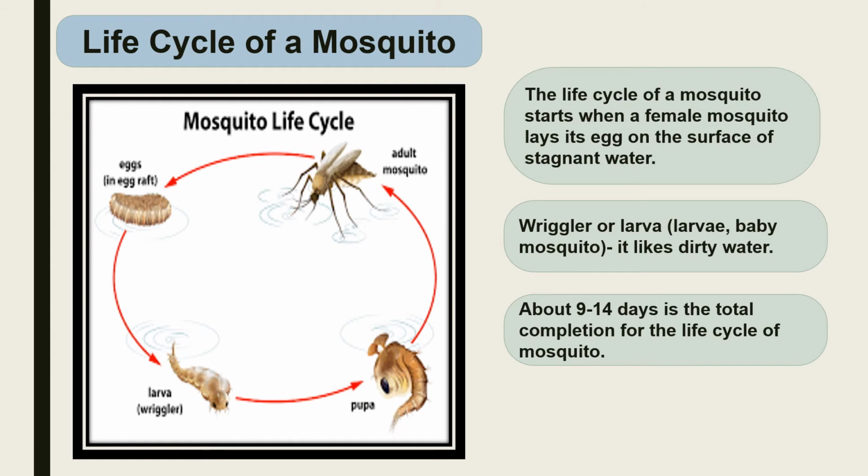Okay, as you may see here, this is an example of the life cycle of mosquito. First are the eggs, then larva or the wriggler, and it will turn into pupa, and then it will become an adult mosquito. And soon, this mosquito will lay again hundreds or thousands of eggs, and then larva. And so it repeats the life cycle.